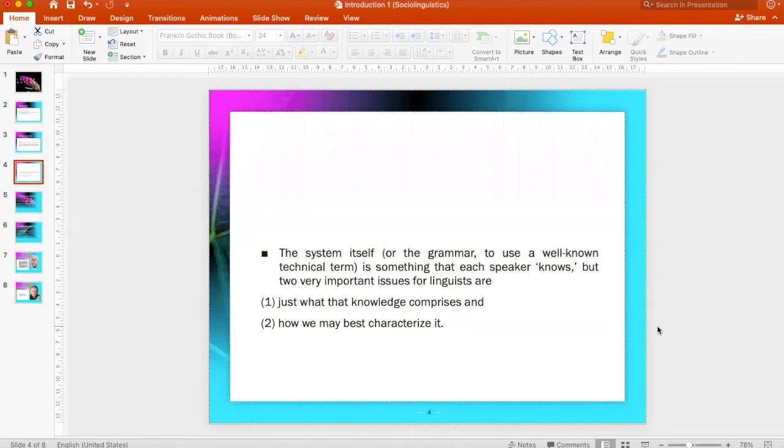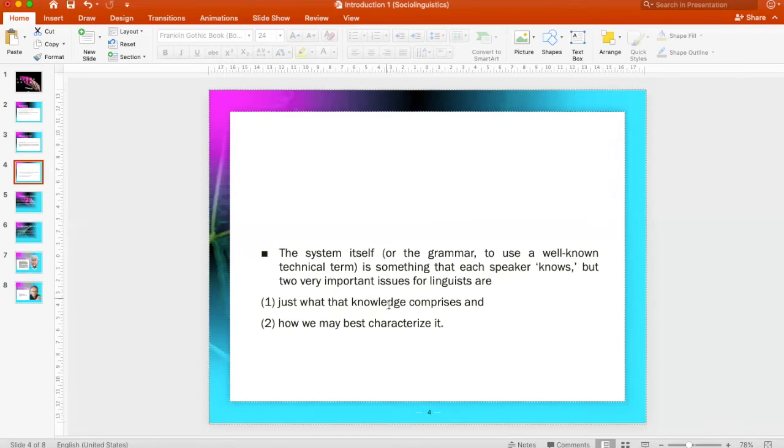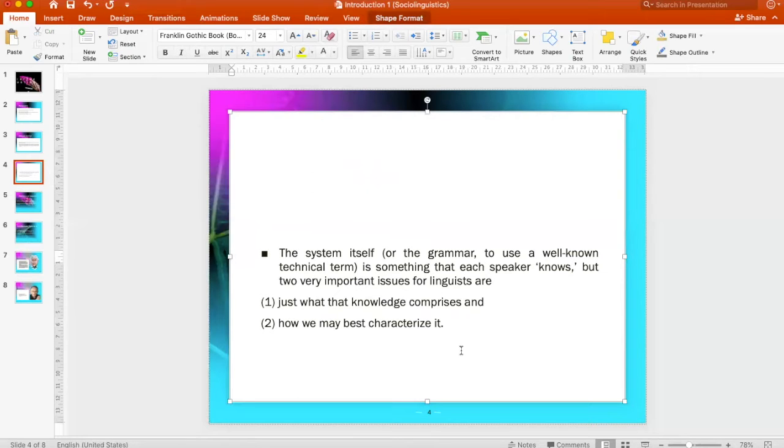So code and grammar are absolutely different here. Code here is just about words without knowing the correct structure, but at least you find out who is doing what. But grammar is about how the correct structure gives you more meaning about what you say, about the utterances. And then the system itself, the grammar there, is something that each speaker knows.